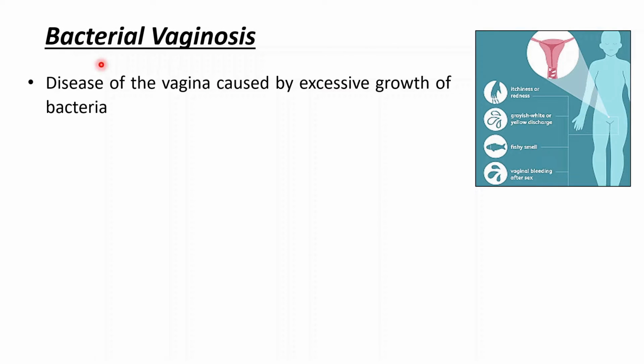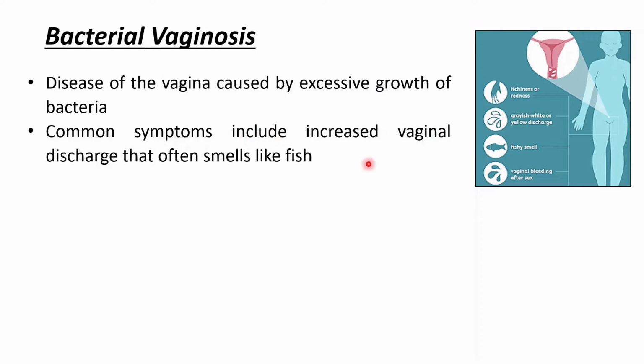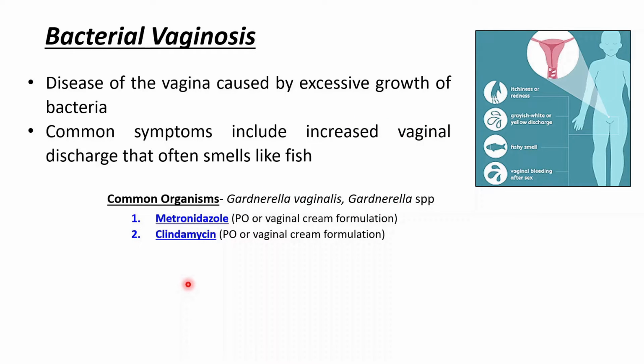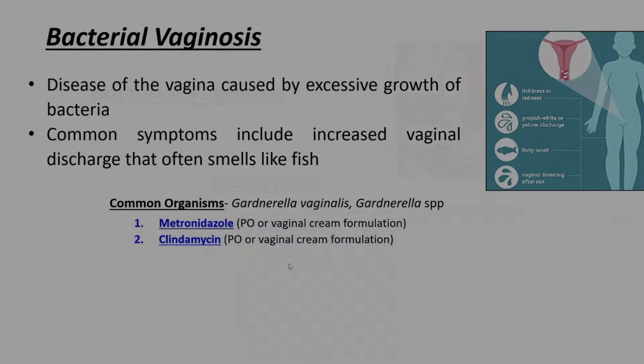Bacterial vaginosis is a disease of the vagina caused by excessive growth of bacteria. Common symptoms include increased vaginal discharge that often smells like fish. Common organisms include Gardnerella vaginalis and other Gardnerella species. Treatments, either PO or vaginal cream formulations available, include metronidazole or clindamycin.